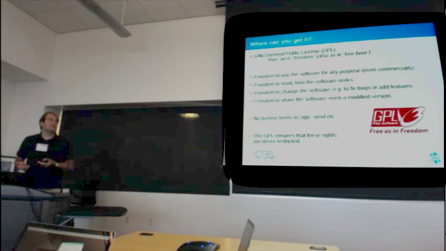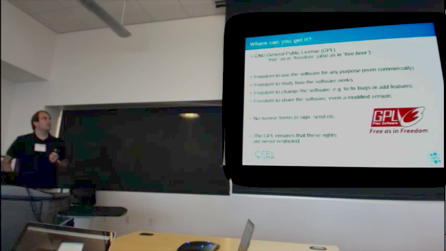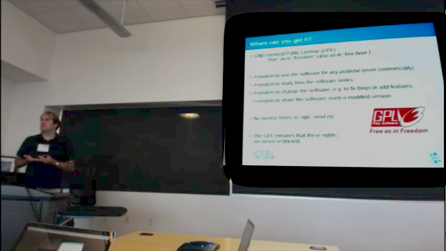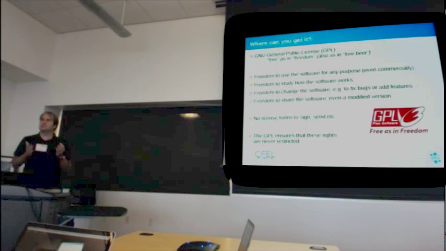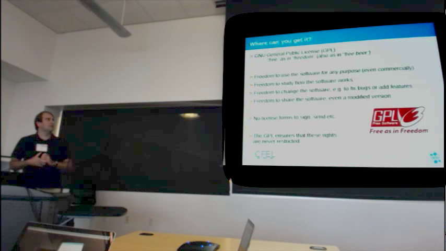Now, this freedom means you have these 4 essential freedoms. So you have freedom to use the software for any purpose. That includes commercial use, so there's no distinction in academic to commercial. Everyone can use the software. You have freedom to study how the software works, because you've got source code. You can change it to fix bugs, add features, break it horribly, whatever you like.